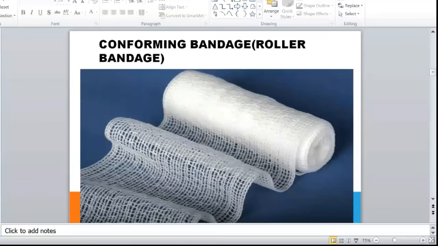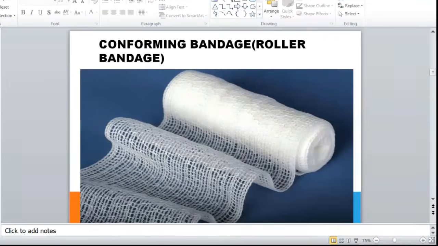But this one that you are seeing is known as conforming bandage. It's made from soft woven material. The reason why they call it conforming bandage is because it can mold. It can easily fit to any contours, to any body part.